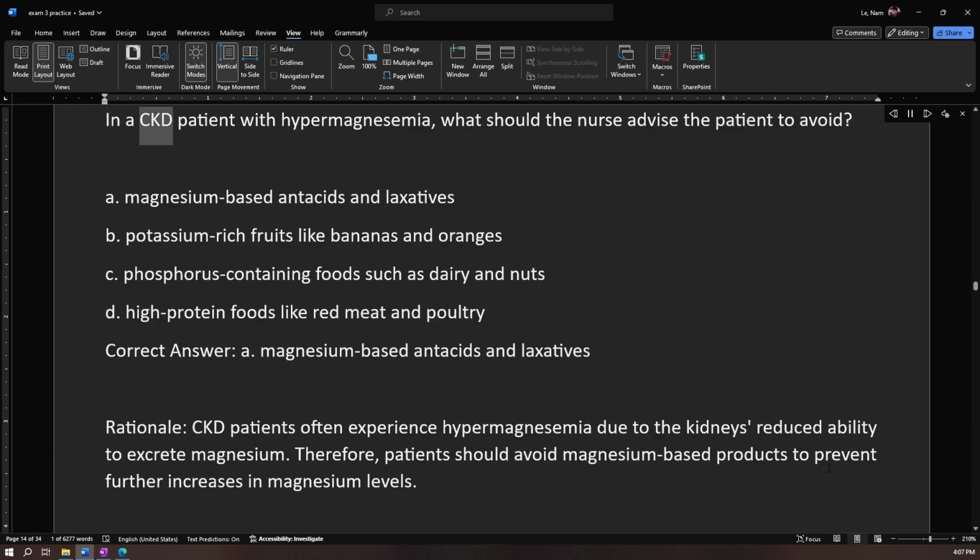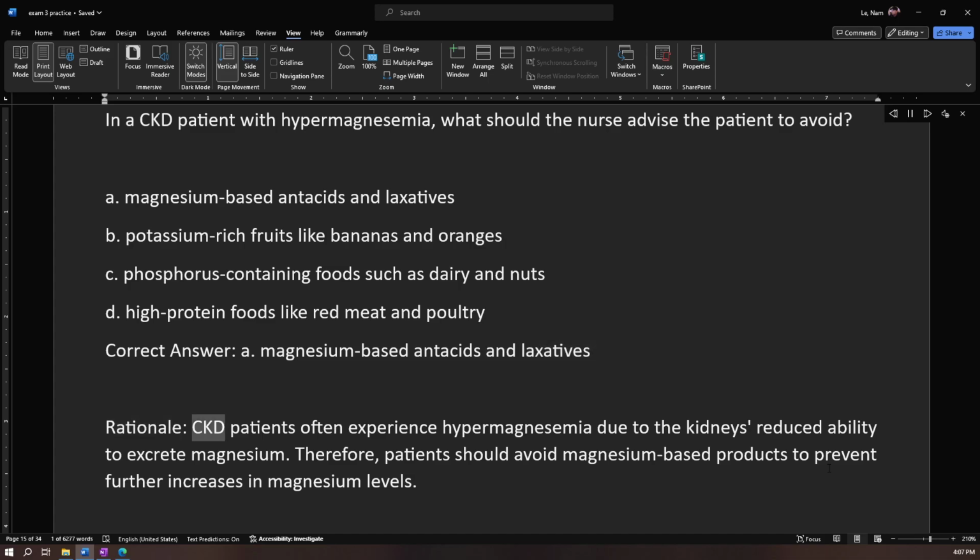In a CKD patient with hypermagnesemia, what should the nurse advise the patient to avoid? A. Magnesium-based antacids and laxatives. B. Potassium-rich fruits like bananas and oranges. C. Phosphorus-containing foods such as dairy and nuts. D. High-protein foods like red meat and poultry. Correct answer: A. Magnesium-based antacids and laxatives.